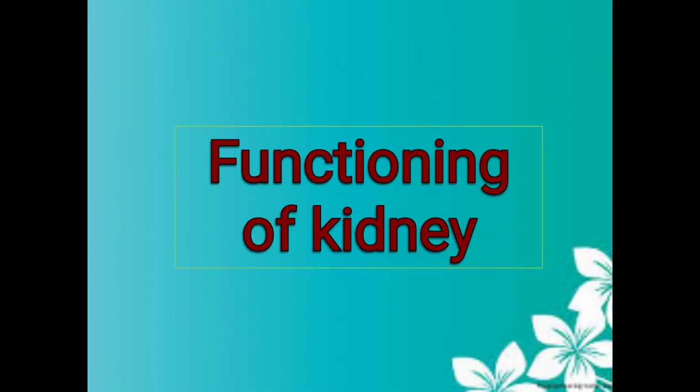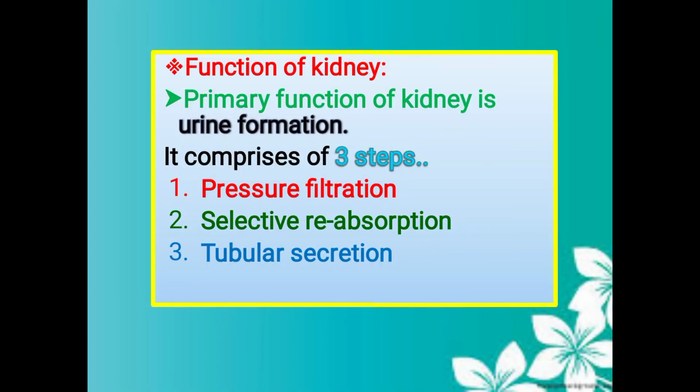In today's topic, we are going to discuss the functioning of kidneys in detail. So the primary function of kidneys is urine formation, and this urine formation comprises three steps. The first step is pressure filtration, the second one is selective reabsorption, and the third one is tubular secretion.